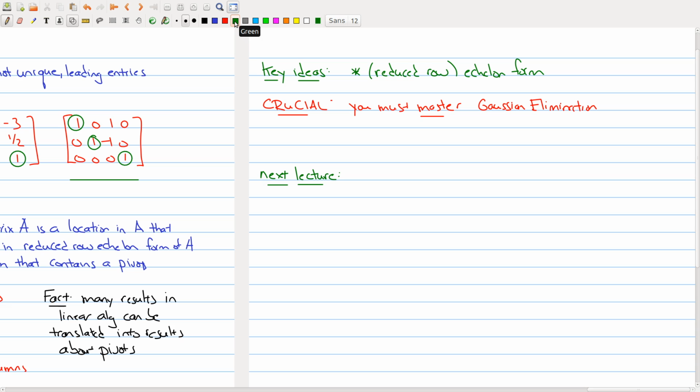Finally, let me say something about our next lecture. Remember, the whole point in our first lecture is that we're interested in solving systems of linear equations. And today, all we're doing is manipulating a matrix. So in the next lecture we're going to tie these two ideas together. We're going to use Gaussian elimination to solve systems of linear equations, showing the power of this procedure.